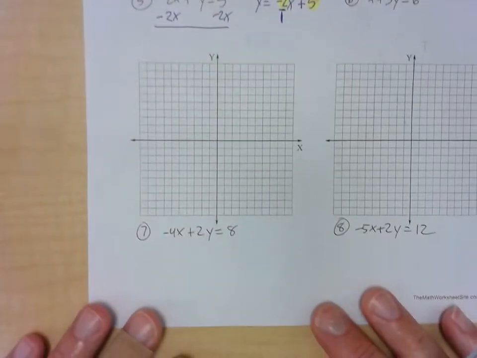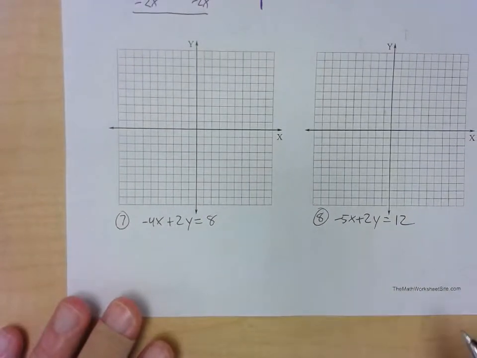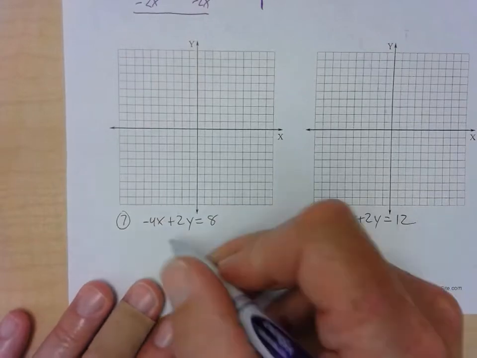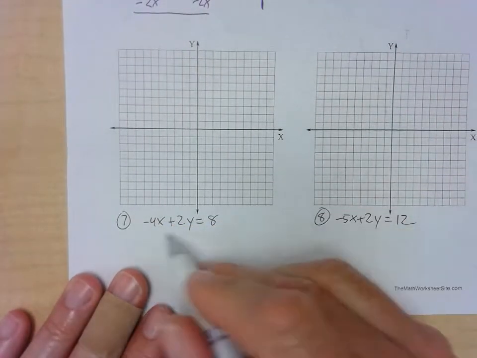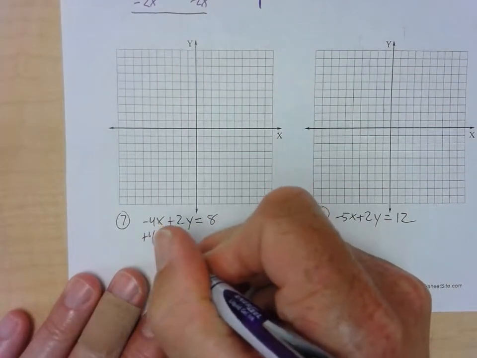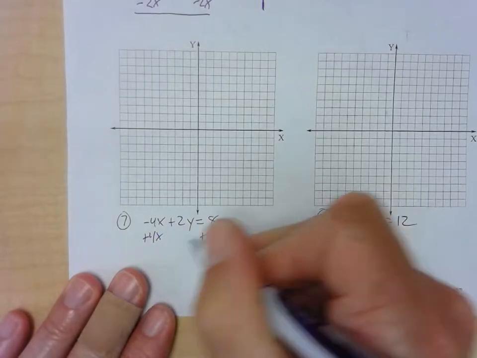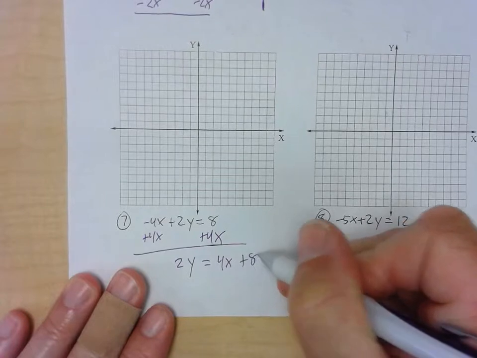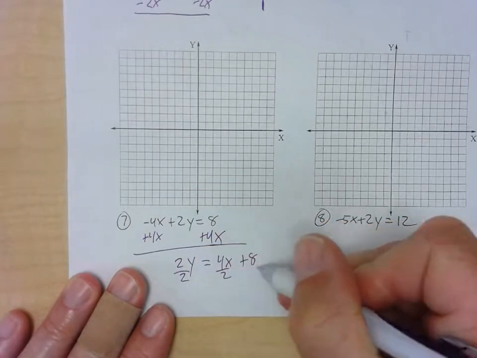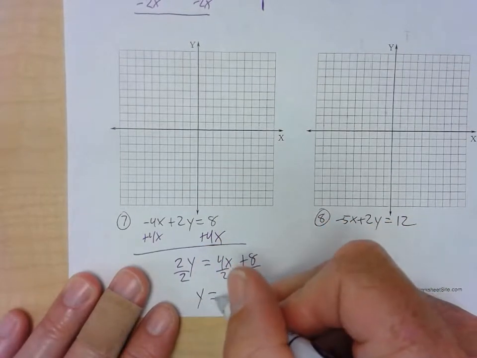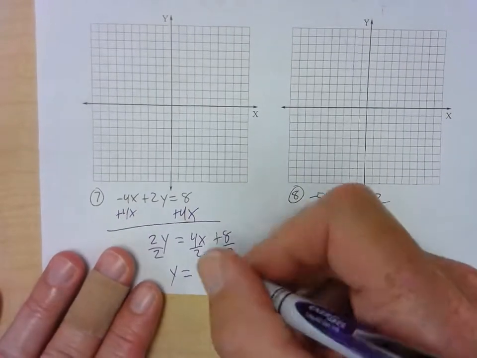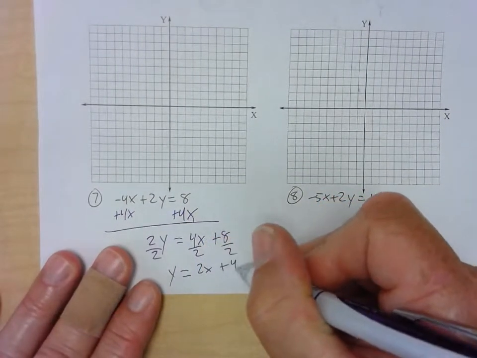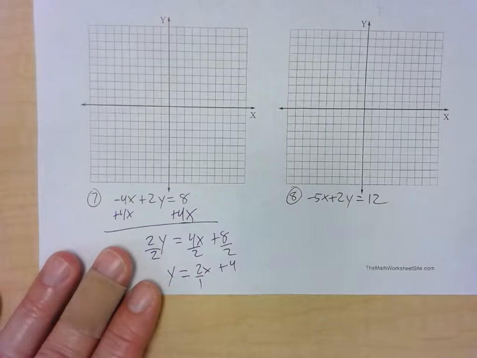Okay, let's do the last one together. Move the x, divide by 2. So I'm going to add over 4x, because you've got to get y by itself. 2y is equal to 4x plus 8, dividing everything by 2. That's easy. y is equal to 2x plus 4. Again, it's 2 over 1. 2 over 1 is the slope.